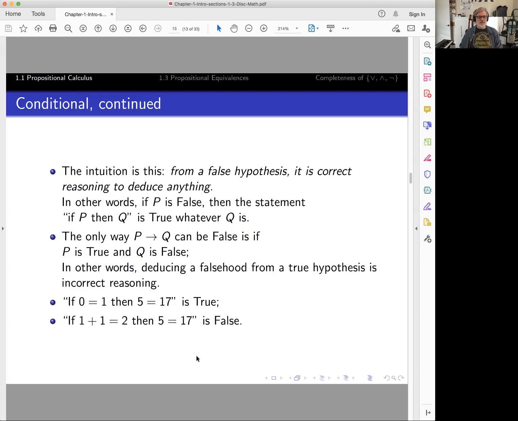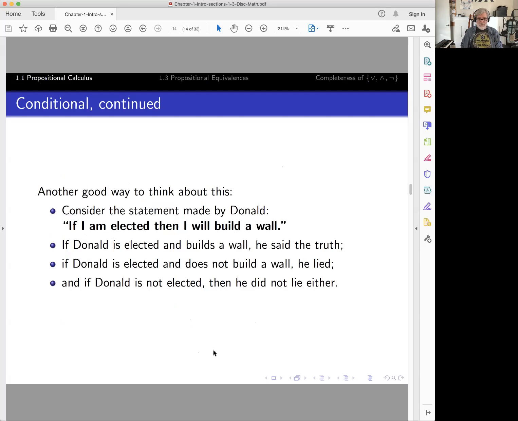Here's another way of seeing it, and I modified slightly an example from the book. I'm very happy to say that it's not relevant anymore, but it was relevant last year and the year before. Consider the statement made by somebody called Donald, who says, "If I am elected, then I will build a wall." This is the statement that Donald is making.